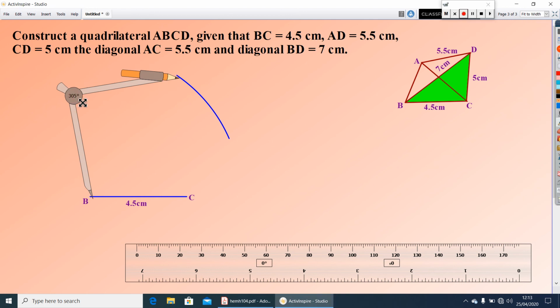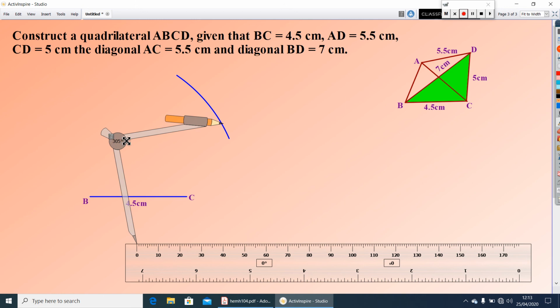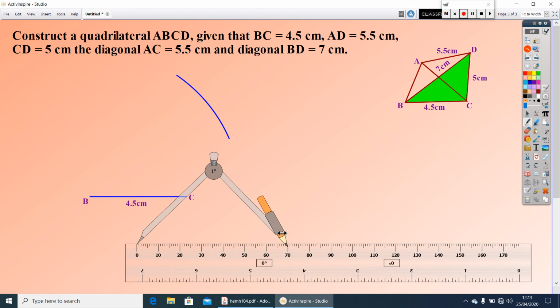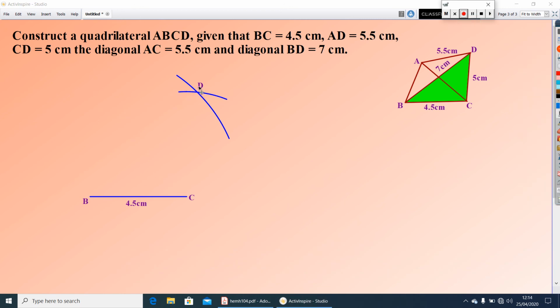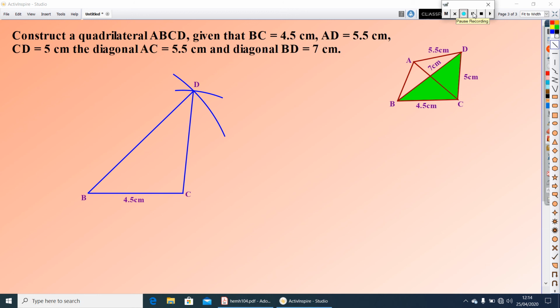Now with center C, from C you have to take radius 5 centimeter. So with center C, radius 5 centimeter, draw an arc to intersect the arc of step 2. Let D be the intersecting point. Now join BD and CD.